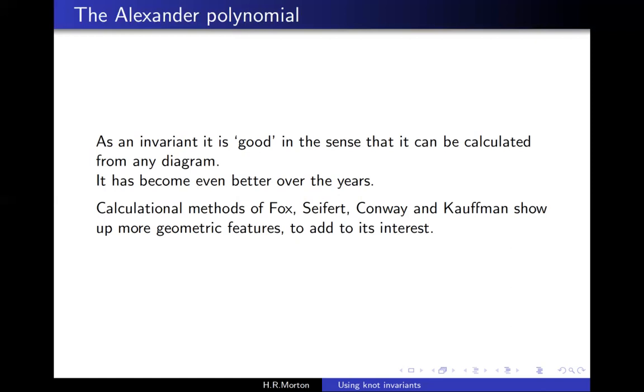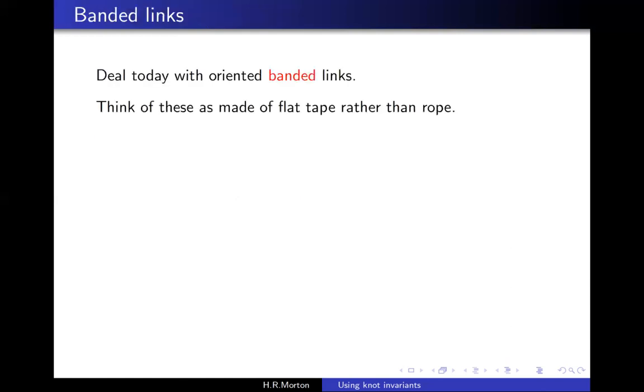Now, I'd like to make a slight variant of the way I'm going to look at knots, just because it fits better with some of the calculations. I'm going to deal with oriented banded links. So the only difference is thinking of them as made of a flat piece of tape rather than a bit of rope. So you get pieces like this.